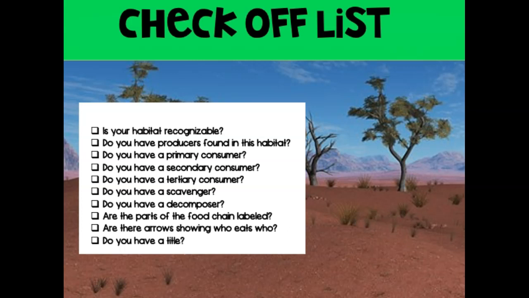You might want to think about those scavengers, some kind of animal that's eating other dead animals, and decomposers, whether you showcase a worm or fungus or mushrooms. We also want to make sure that you label the food chain. And again, you can draw this, you can create a 3D model, but all of these components need to be there along with arrows to show who eats who. And don't forget that title.